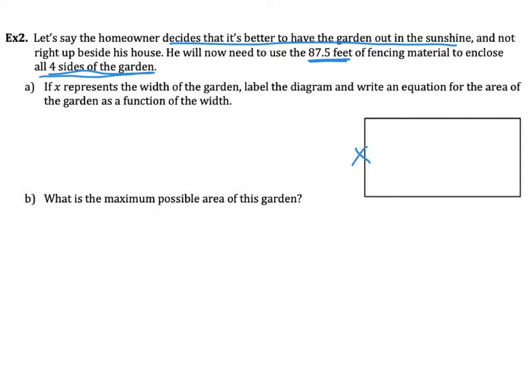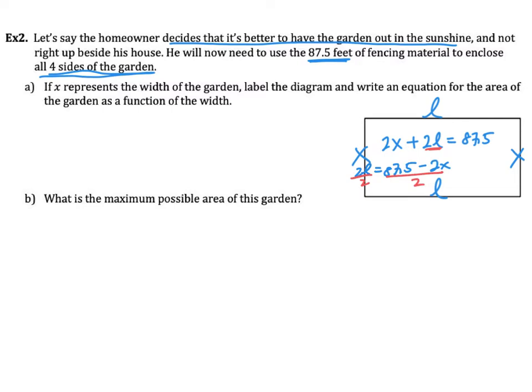So we have our width, and we have our length and our length. So this time we have twice the width plus twice the length equals 87.5 feet. And so then that means instead of isolating L, we need to solve for L, right? So I move the 2x to the other side, so 87.5 minus 2x equals 2L. And then I divide each side by 2 to isolate L.